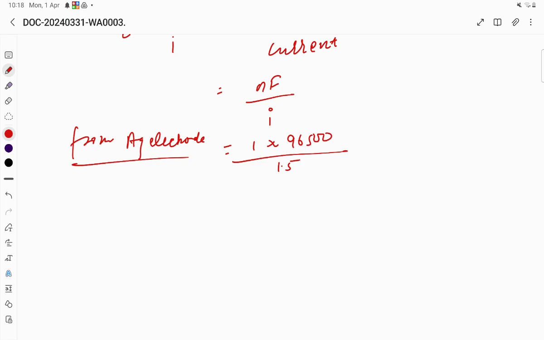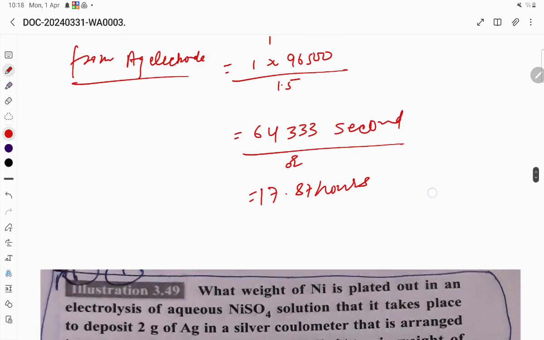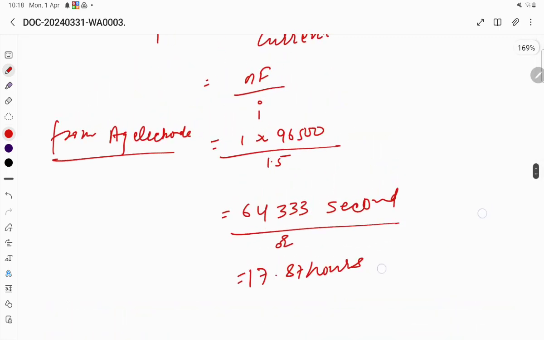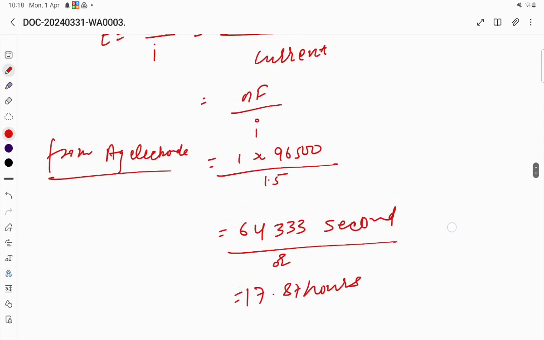96,500 divided by 1.5 is coming, student, 64,033 seconds. If you are converting into hours, student, divide by 60 and again divide by 60. So it is equal to 17.87 hours. If you take some other electrodes, still in that case also you will get the same results.